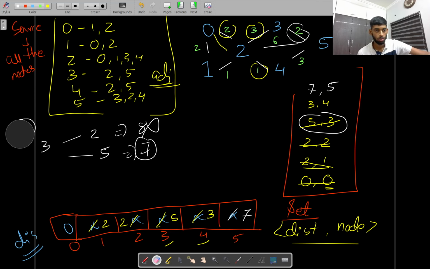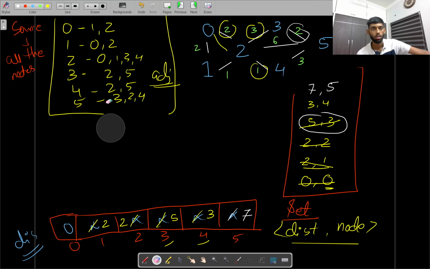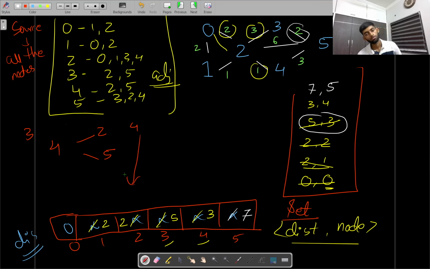Next one is node 4 having the distance 3. From 4, I can reach up to 2 and up to 5. Now, the distance from reaching 4 to 2 is 3 plus 1 equal to 4, which is greater than the distance present at the index number 2. We won't be considering it. Now 4 to 5. 4 to 5 is 3.